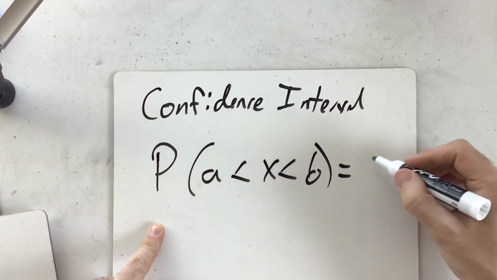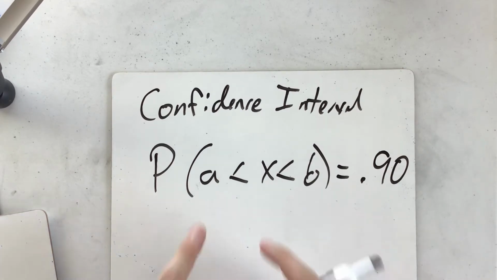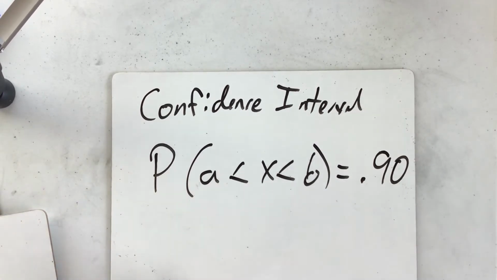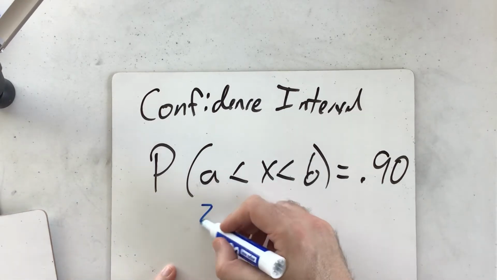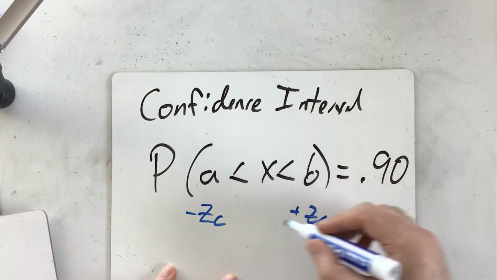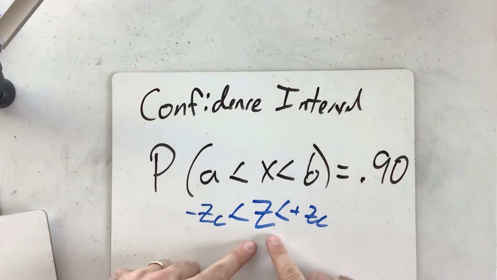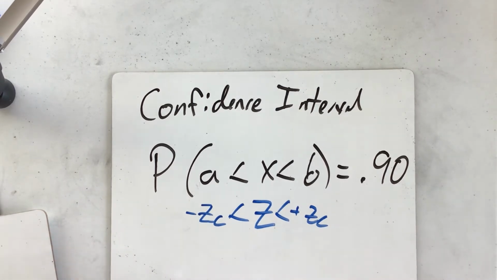is equal to 90%. So if I want a 90% confidence interval, then I want a range of values that makes that equal to 90%. Now what I'm going to do is recognize that if I write this as a ZC and a positive ZC and make this a Z value in the middle, then I can do the problem just like I did a moment ago with the confidence interval.